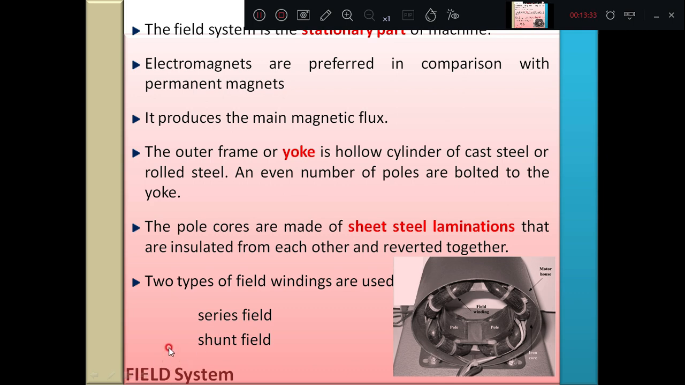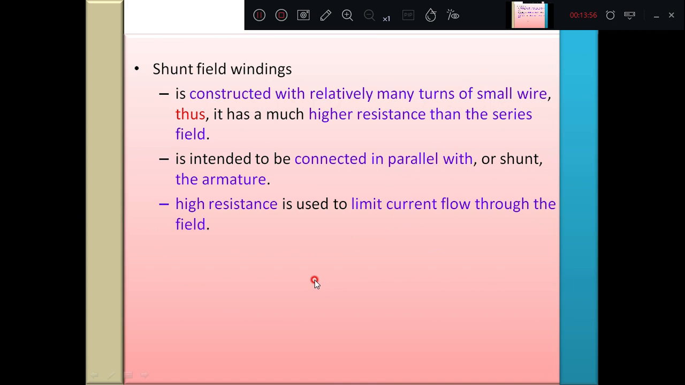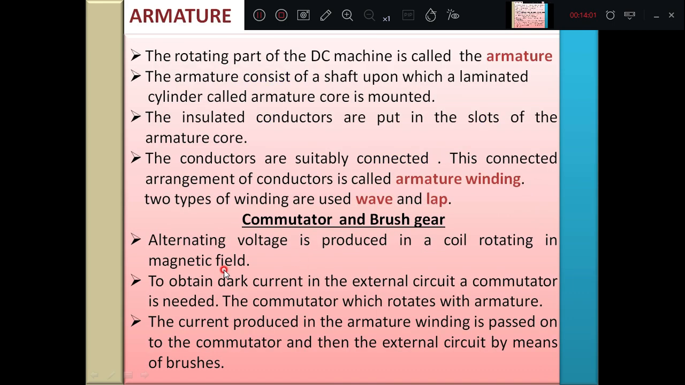At this point you have to remember that the field system is a stationary part. It is producing the magnetic flux. These are electromagnets. Then there are two types of field winding. One is called the series field winding. The other is called the shunt field winding. And the field system is made up of sheet steel laminations to reduce the iron losses. This is about the shunt field and the series field winding, which we will deliberate in detail when we are discussing the different types of DC machines.